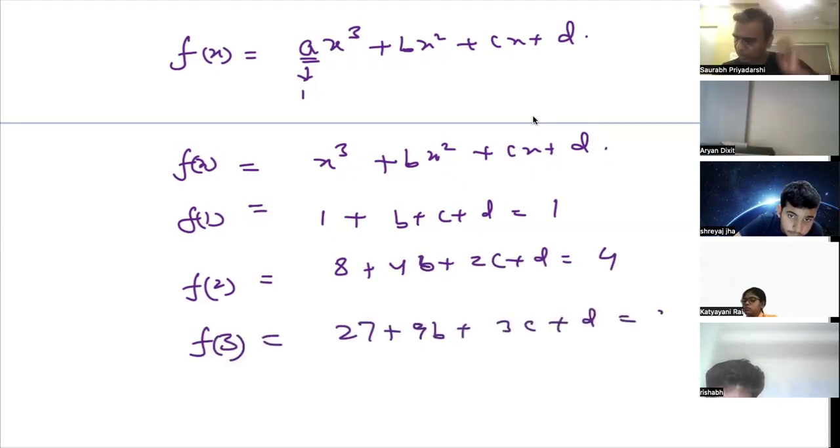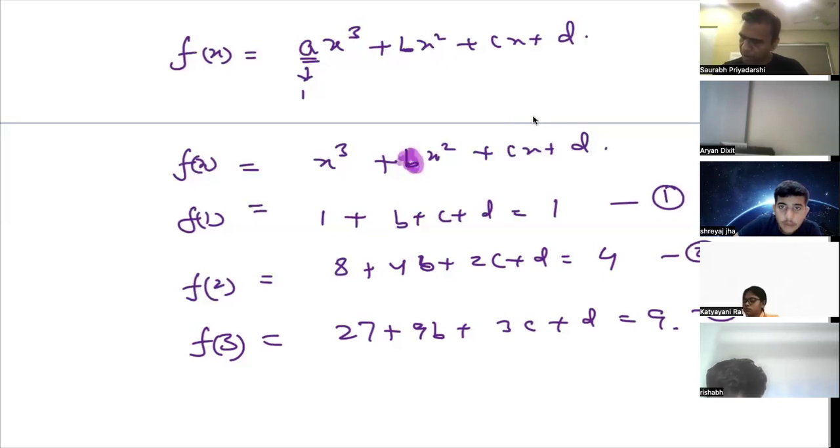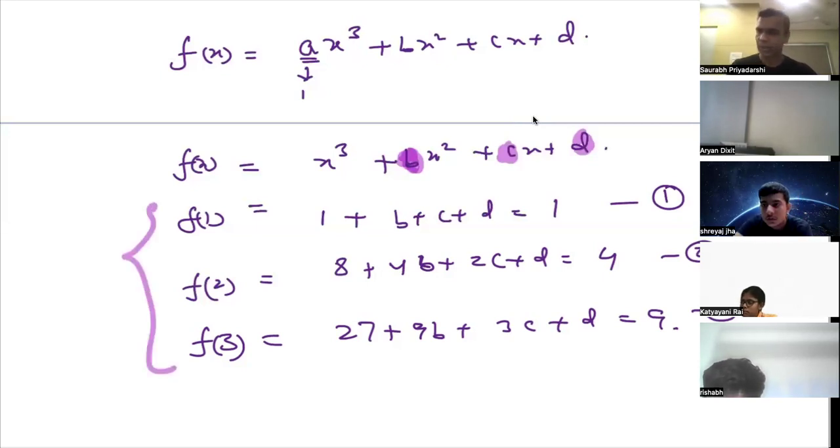Right, now how many equations do I have? 1, 2, and 3. How many unknowns do I have? We have b, c, and d, 3 unknowns. So the number of equations is 3 and the number of unknowns is 3. So we know how to solve this. You can subtract the first 2 and then d will cancel out, then the second and third again you can cancel out d, then b and c you have to find.